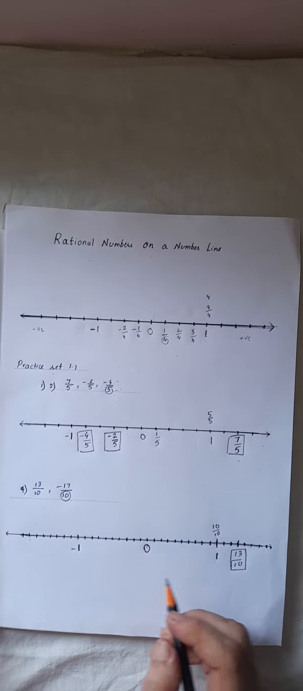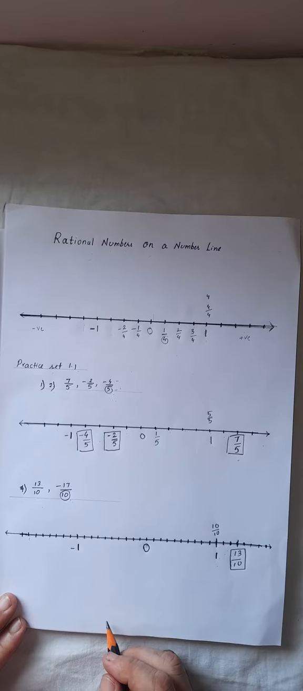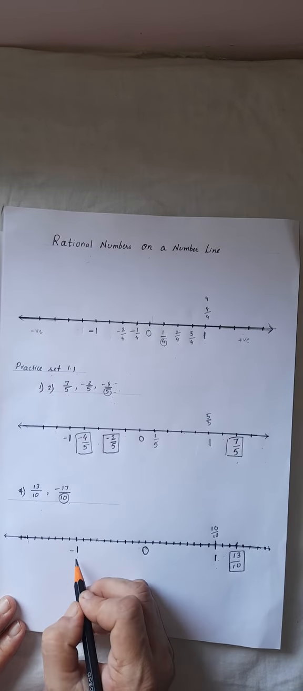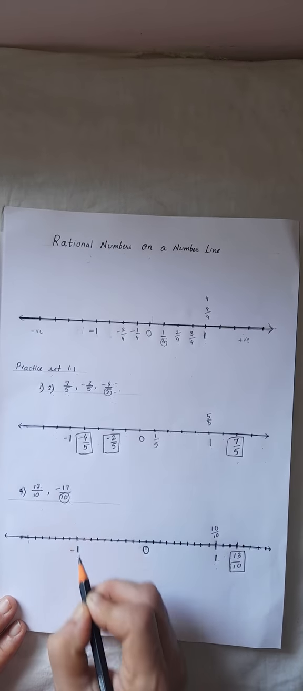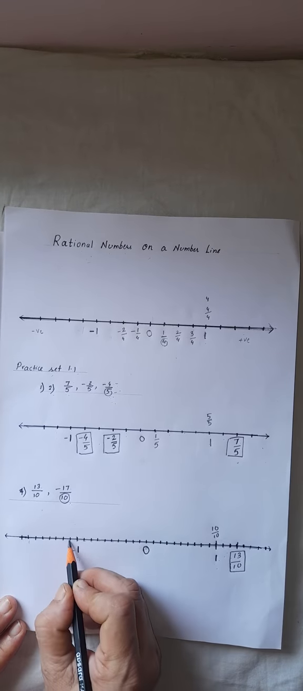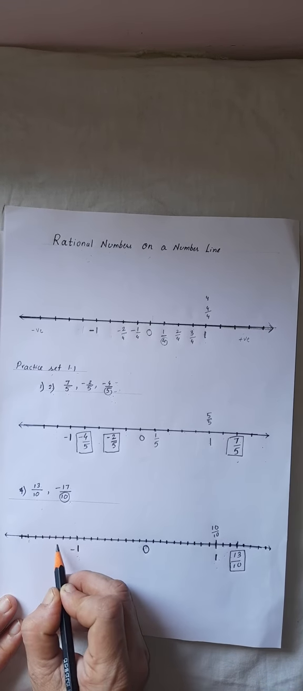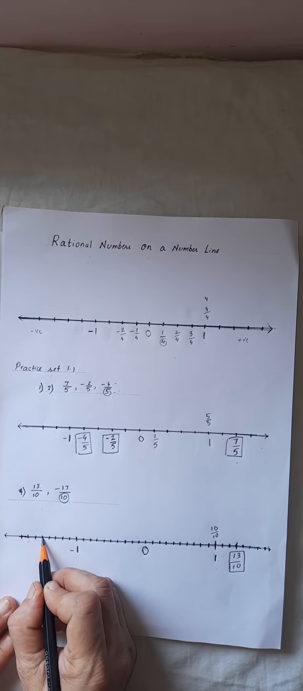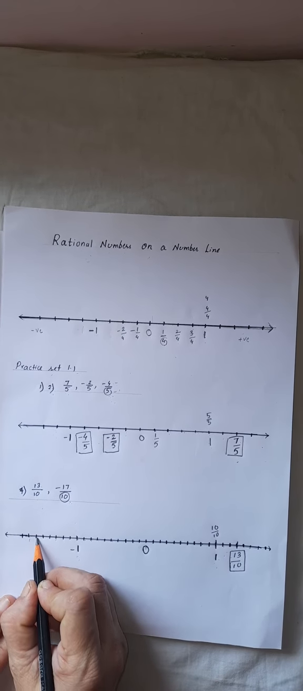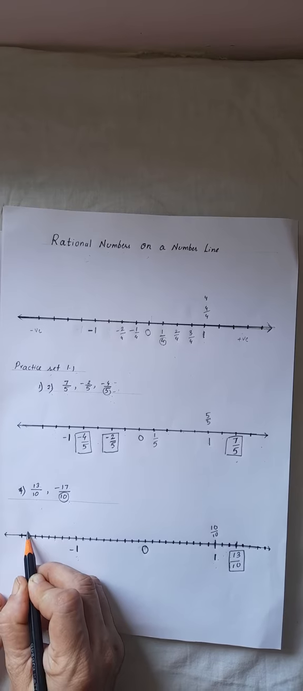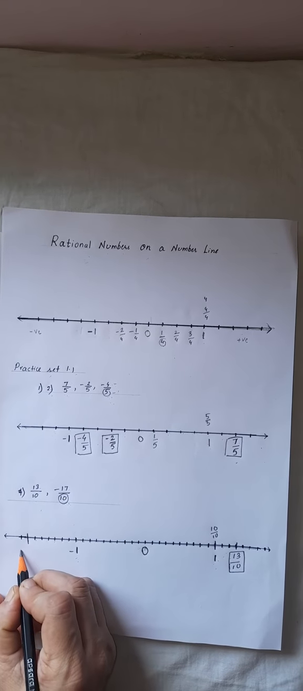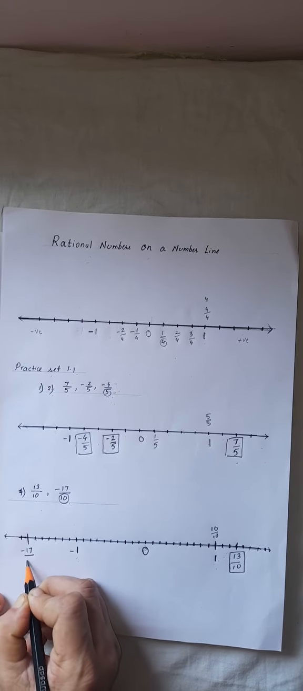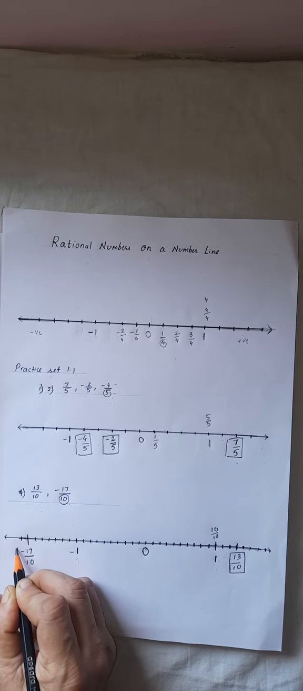Now we'll go to the left hand side because we need to mark -17 upon 10. We'll go ahead. Minus 1 is minus 10 upon 10, correct? So this will become minus 11 upon 10, minus 12 upon 10, minus 13 upon 10, minus 14 upon 10, minus 15 upon 10, minus 16 upon 10, and we have this as minus 17 upon 10. So we put a box here.